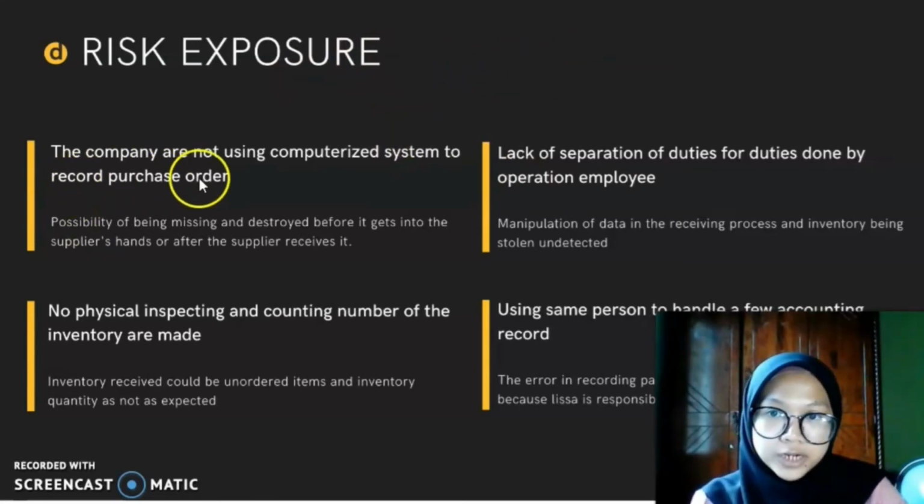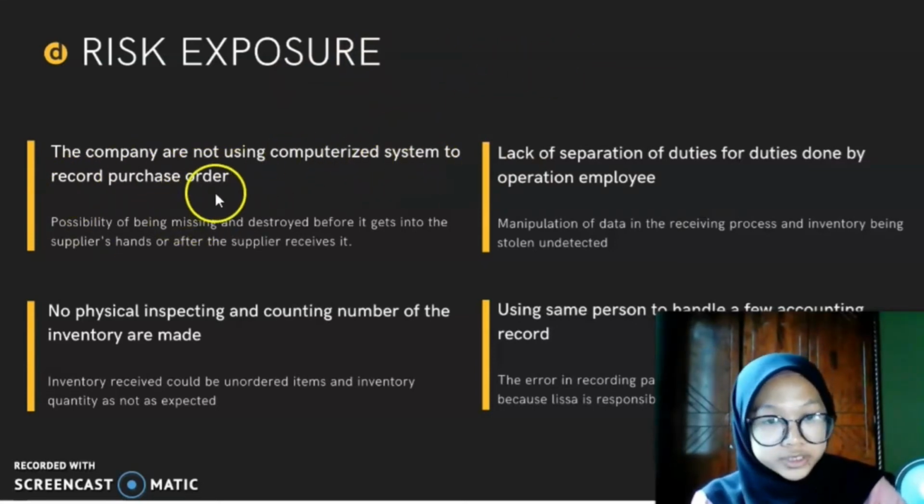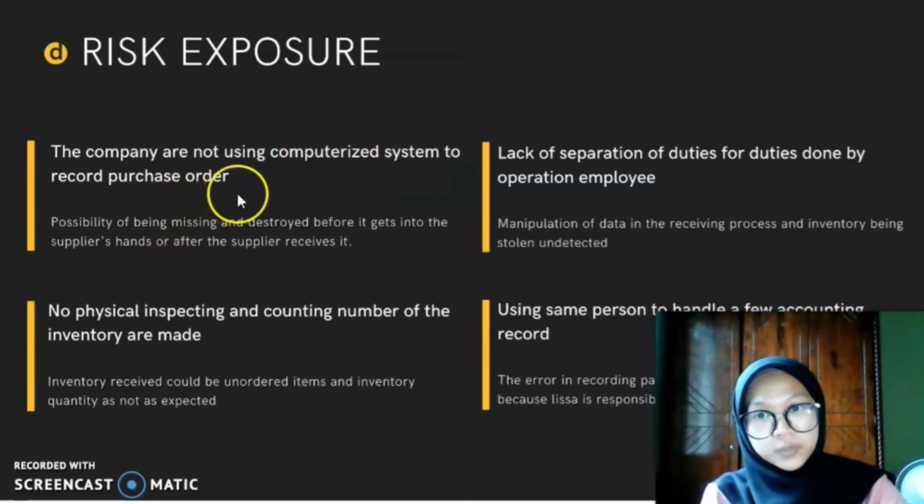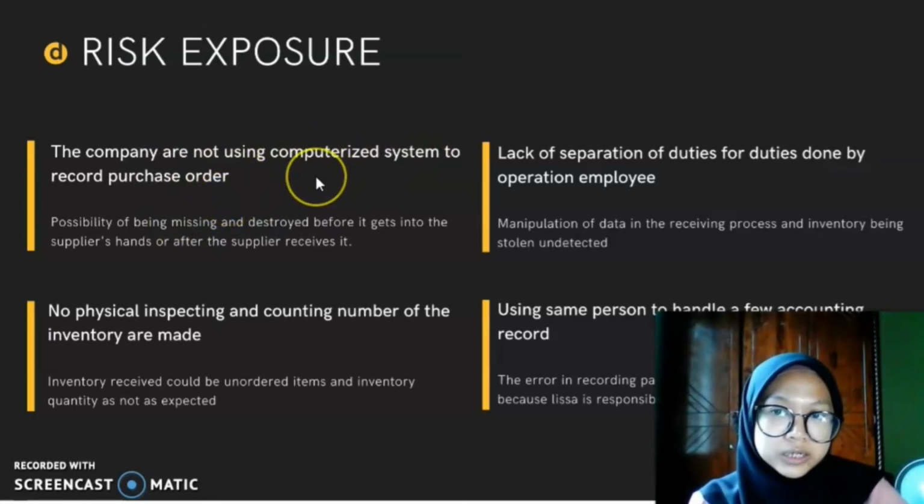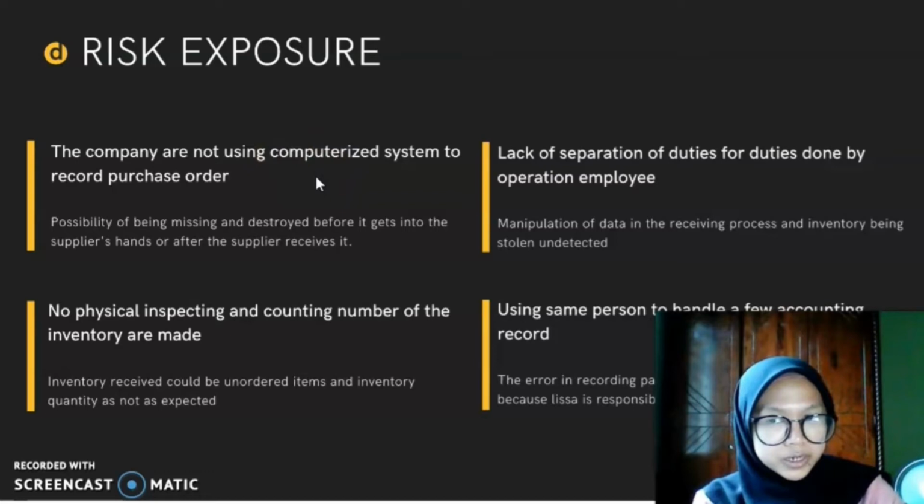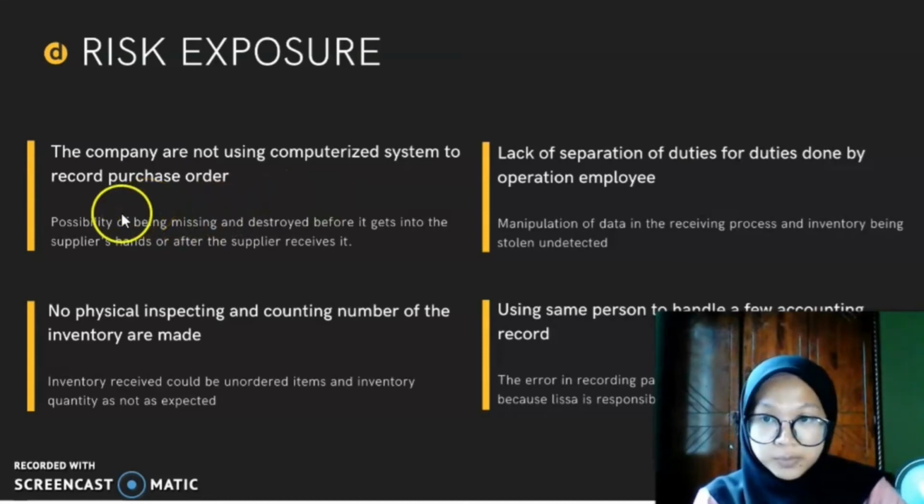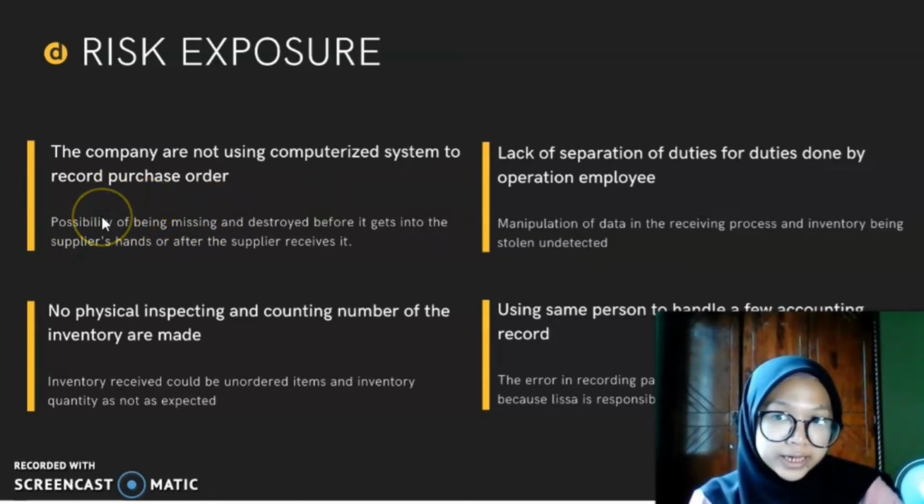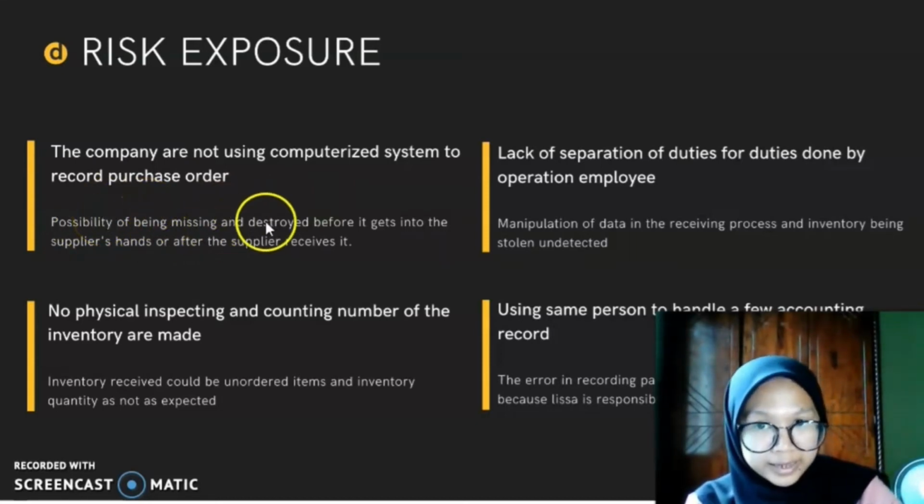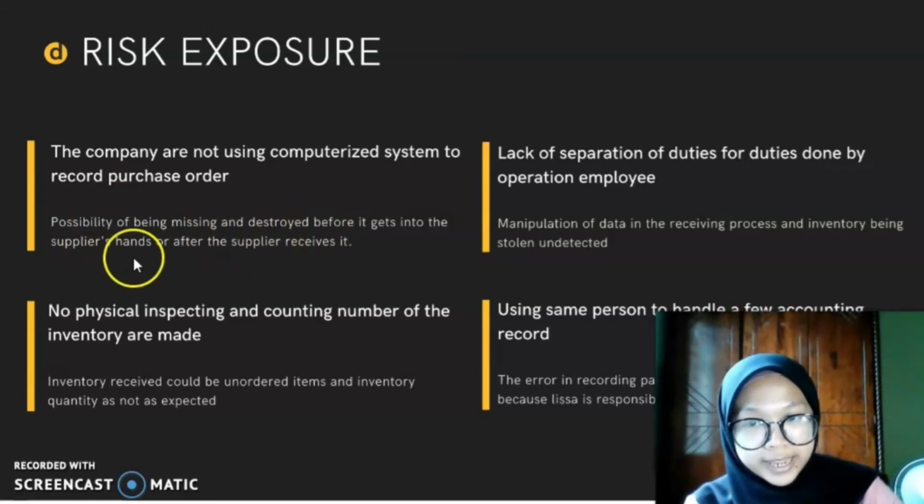First is that the company is not using a computerized system to record the purchase order, which is really important because a computerized record cannot easily be destroyed unless a person has access to the system. But if the purchase order is prepared manually, it is possible that the paper goes missing or is destroyed before it gets into the supplier's hands.